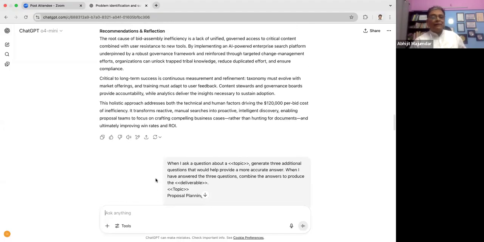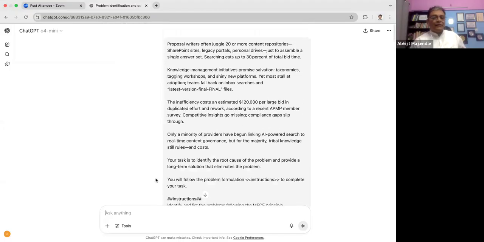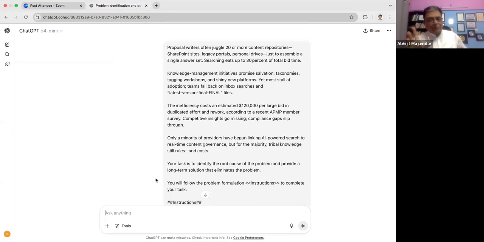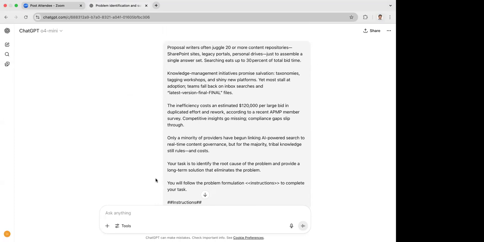So I just gave it one vague thing, then it took that one statement and asked me 3 questions related to that statement. After that it created the entire context, and then based on that context it created the deliverable, the proposal development plan. Got it, everyone? Yes, Abhijit.